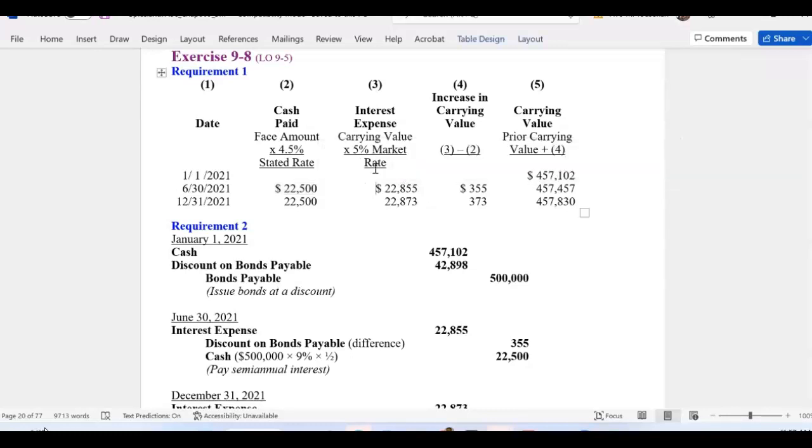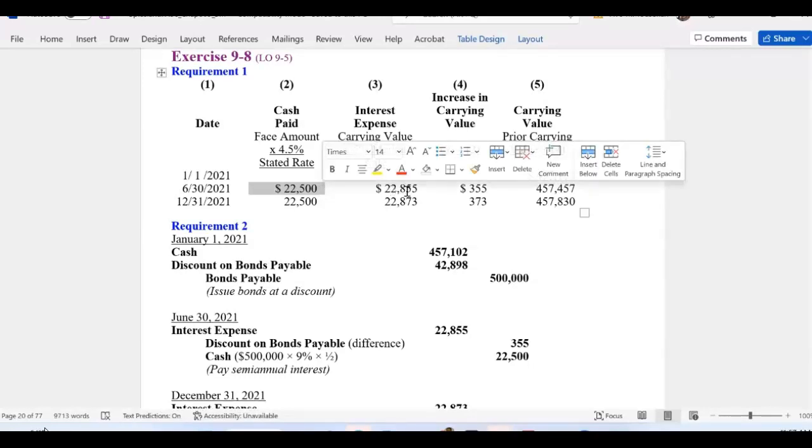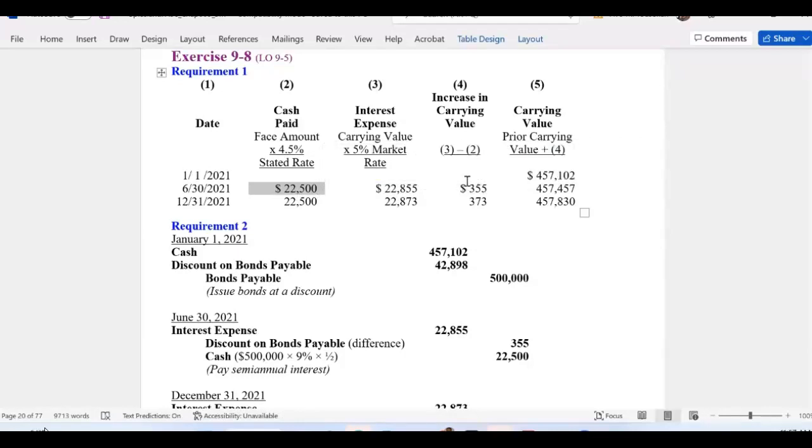Okay, so the market is 10%, divided by 2 is 5%. 5% times 457, so carrying value 457 times 5%. The interest expense that the company is going to recognize is 22,855. But remember, the payment actually paid is 22,500, right? So what is the difference? 22,855 minus 22,500 is 355, right?